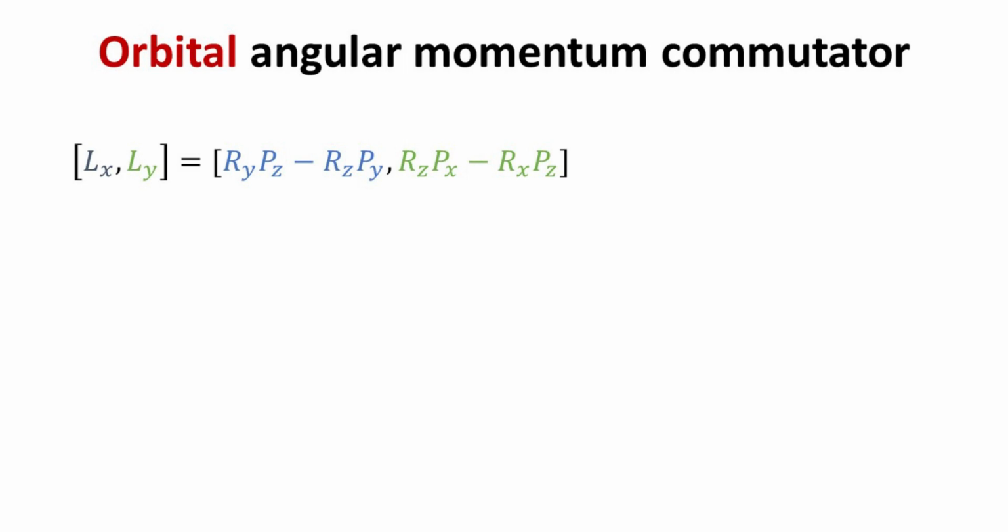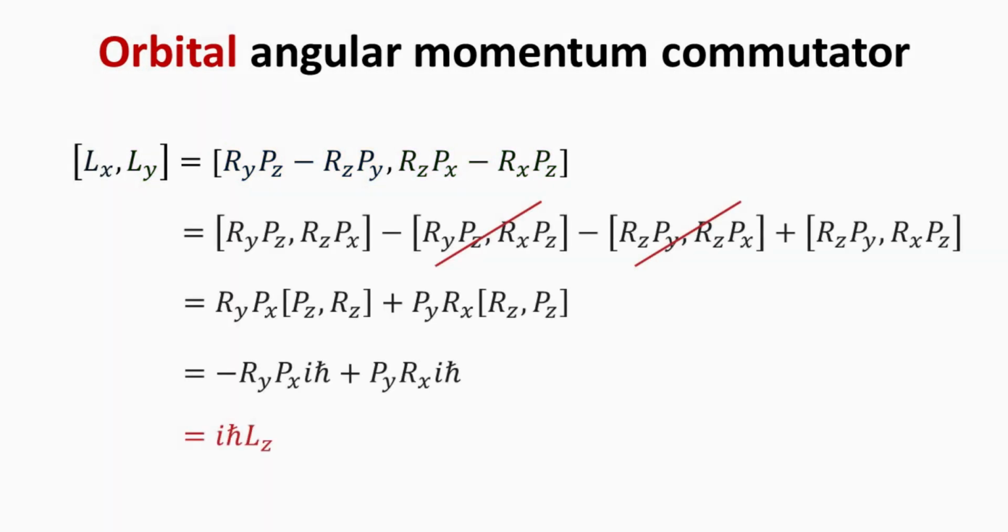We insert their expressions in terms of the position and momentum operators. The algebra is straightforward, but it makes use of some basic rules for commutators and the commutation relation between position and momentum. We see that the commutator of Lx and Ly yields us Lz. In other words, they do not commute.